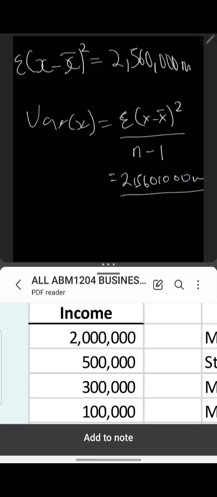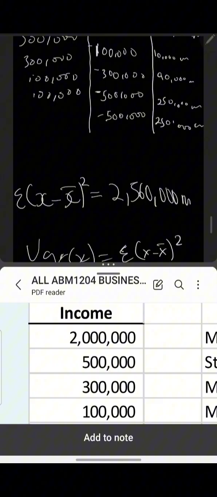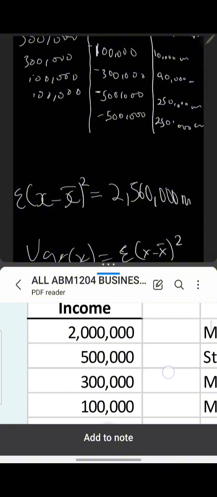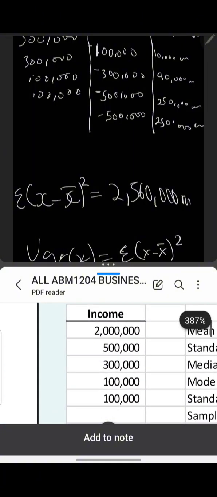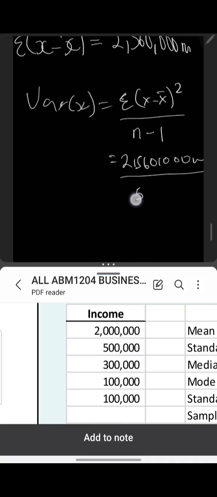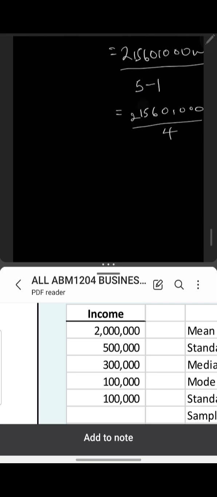Remember that we have, let us count 1, 2. This is 5, I think it is 5. Yeah, 5. 5 minus 1. The numerator is this one. So we divide, equals, divide by 4. 640,000 M.